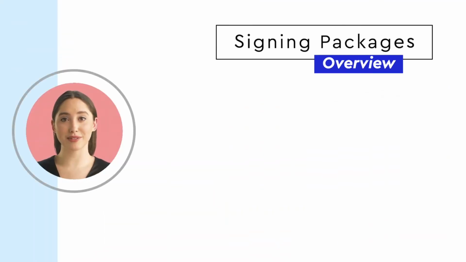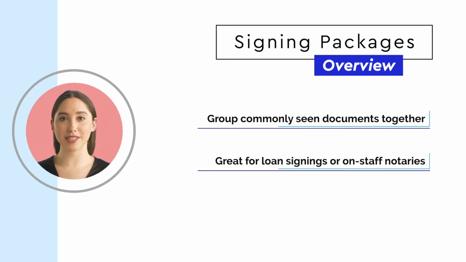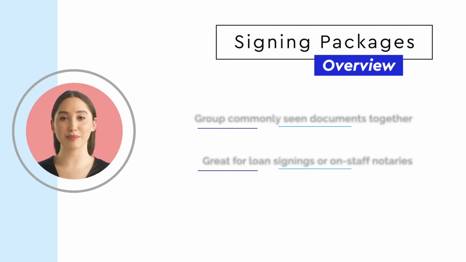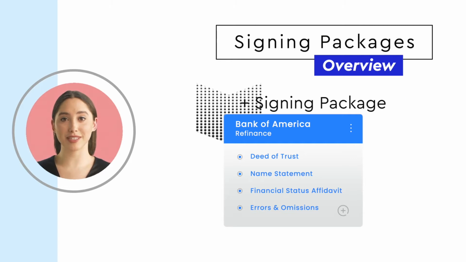The signing package feature allows you to group together commonly seen documents for easy access. This feature is most commonly used by our users who are loan signing agents and deal with the same lender on a regular basis. For example, if you work on a lot of refinance transactions for Bank of America and notice the same documents being notarized over and over again, create a signing package called Bank of America Refinance. That way you can quickly populate future journal entries.